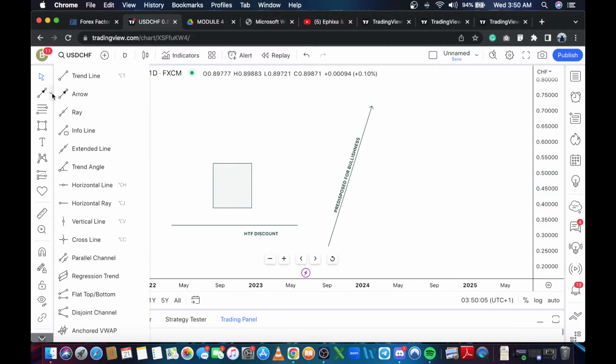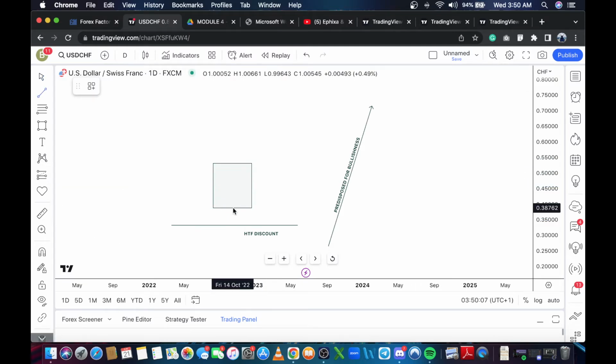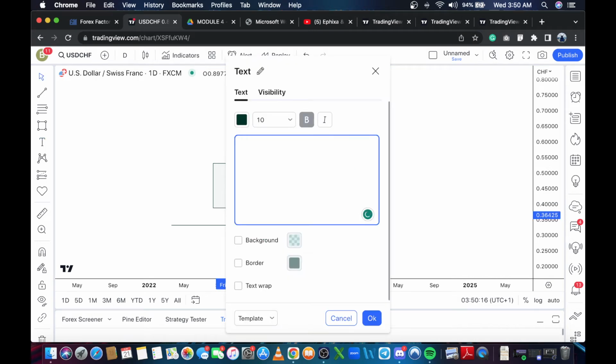Now, what actually happens here is that the initial run lower to the higher time frame discount is what we consider smart money accumulation. What does that mean? In a bullish daily candle, smart money will accumulate longs below the opening price.